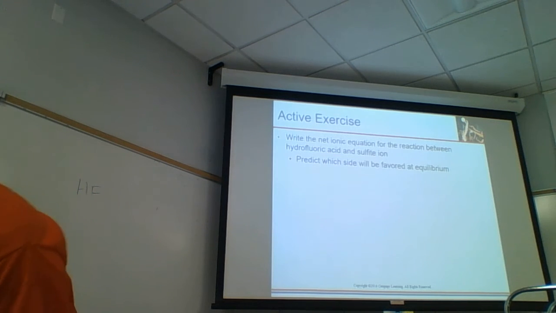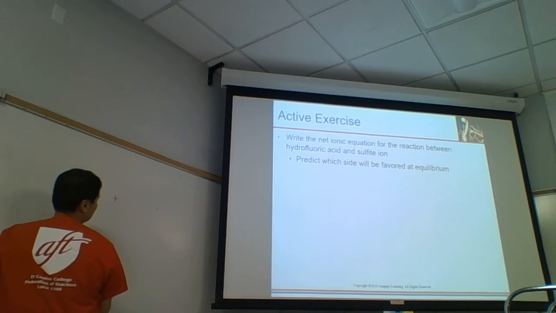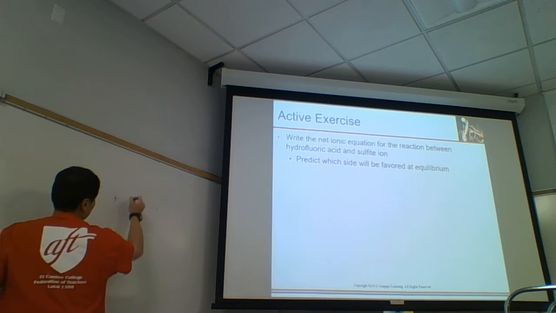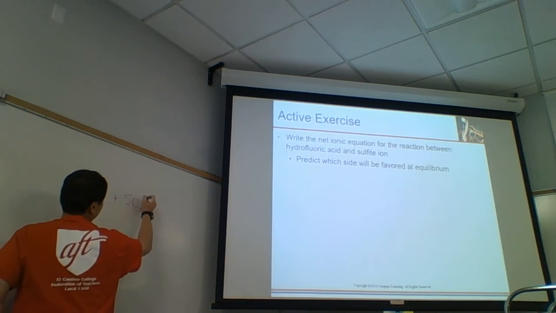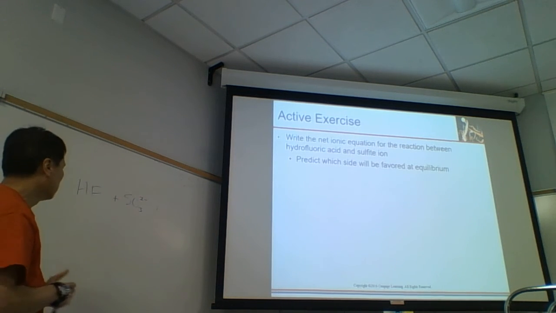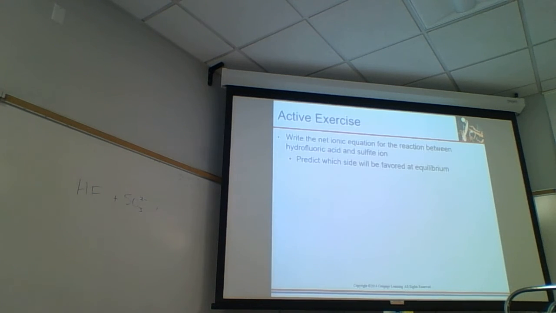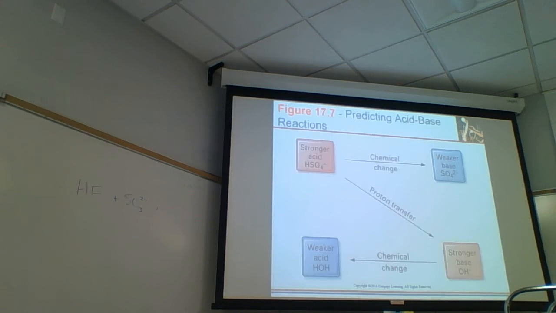Sulfite. One less oxygen than sulfate. What is sulfate? SO4, charge? 2 minus. So sulfite would be SO3 2 minus. All right, then we do this. Since we're learning about acids and bases, we go to the chart next.